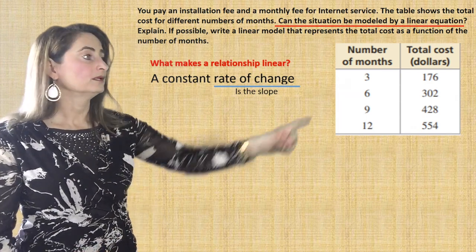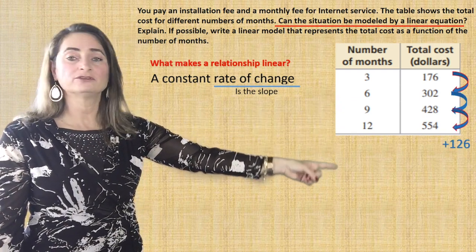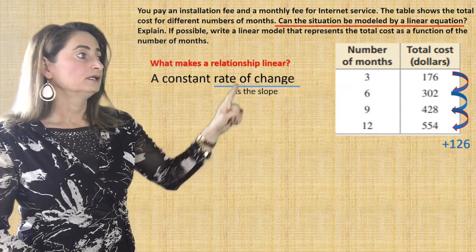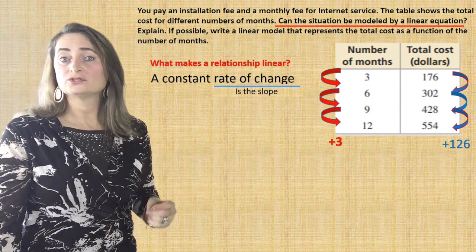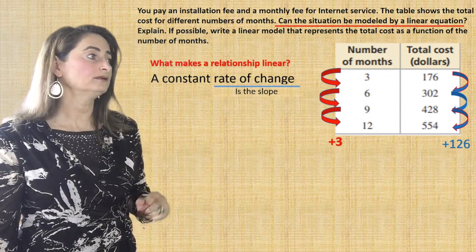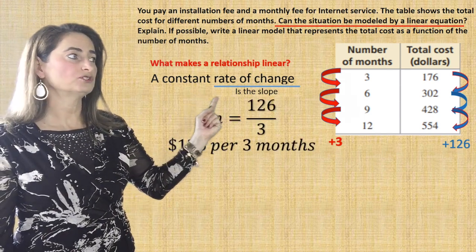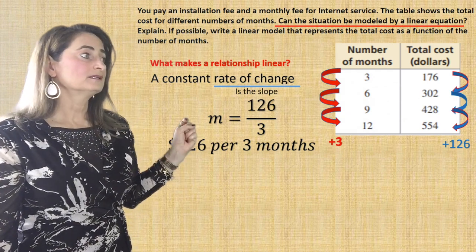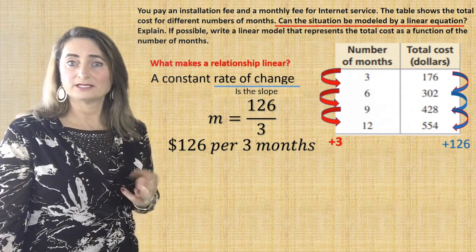The change in the y from 176 to 302 to 428 to 554 equal 126. And I know that by subtracting each one from the other one. Number of months from 3 to 6 to 9 to 12, that's adding by 3. So that is constant. It's the same change for the y, same change for the x at any point. To make sure that it is a constant rate of change, divide the change in y, which is 126, divided by the change in x, which is 3. That means it costs $126 per 3 months, for every 3 months. That's the rate of change.